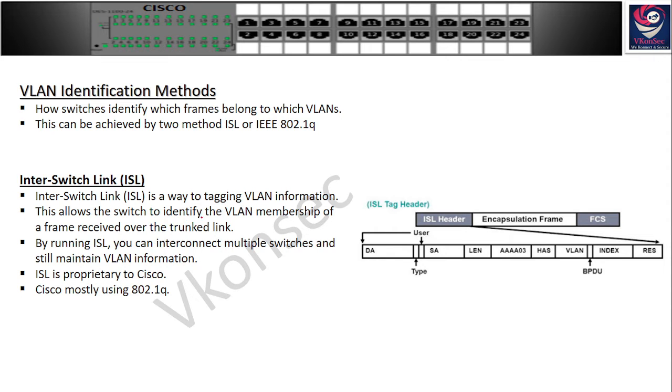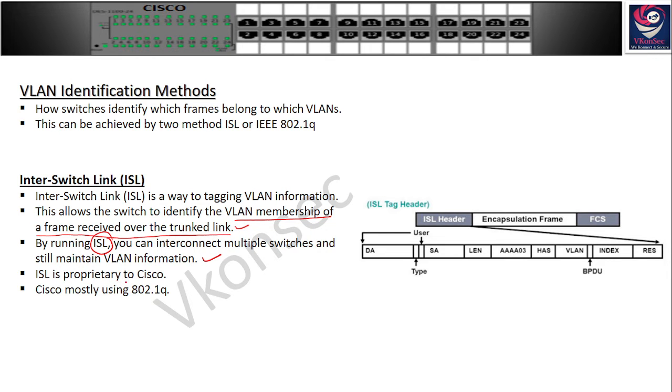This allows a switch to identify the VLAN membership of a frame received over the trunk link. So whatever frame it receives at the trunk port, which you have already configured on the switch, it will understand from which VLAN this packet is coming and to which VLAN I have to deliver this packet. By running ISL, you can interconnect multiple switches and still maintain the VLAN information.